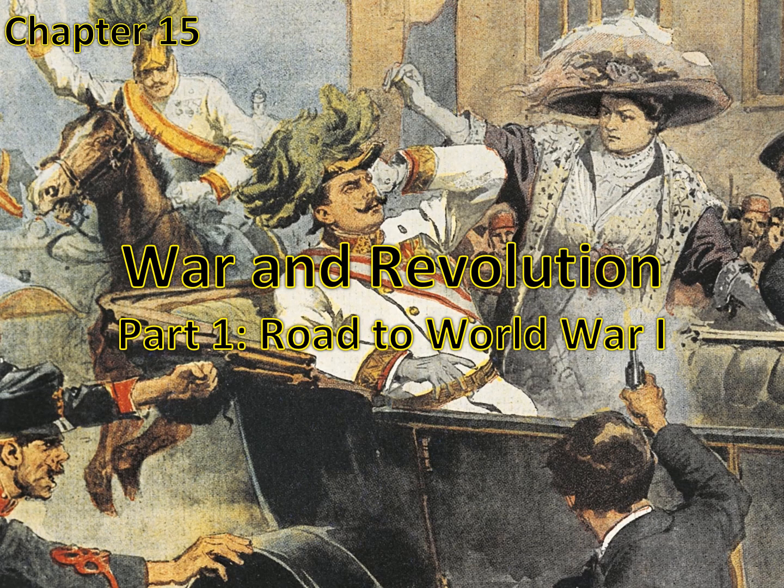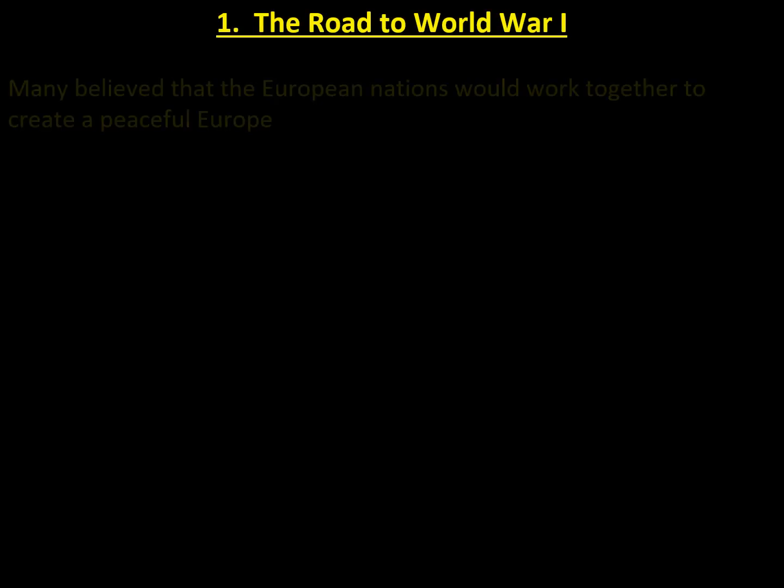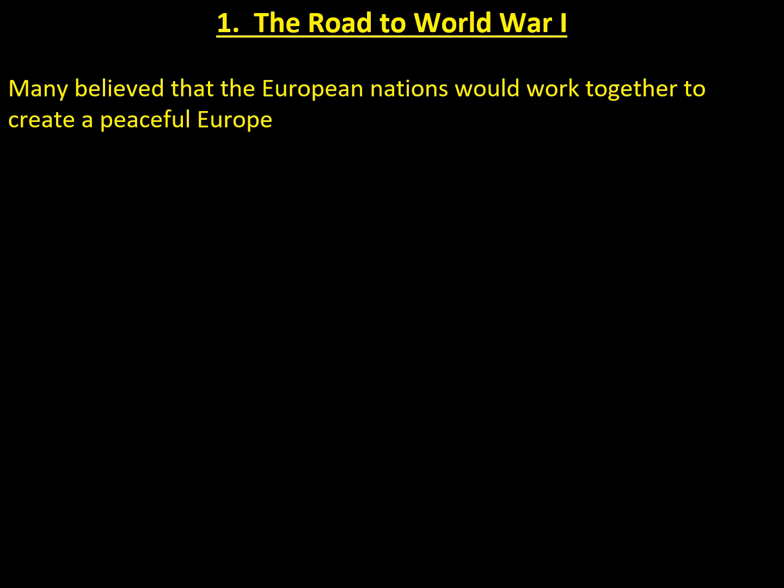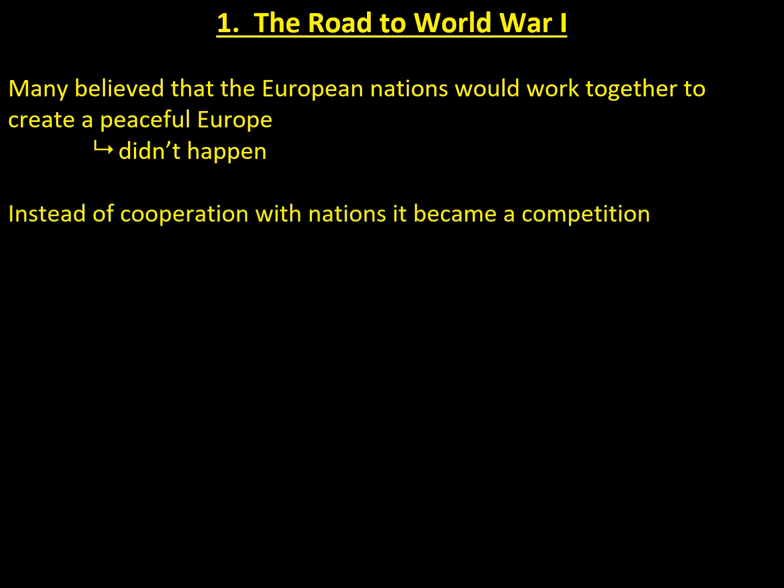Today we're going to start Chapter 15, War and Revolution. And we're going to start Part 1, The Road to World War I. Many believed that the European nations would work together to create a peaceful Europe. Unfortunately, that didn't happen. Instead of cooperation with nations, it became a competition.